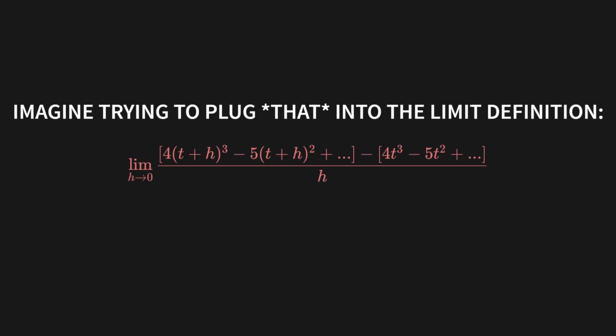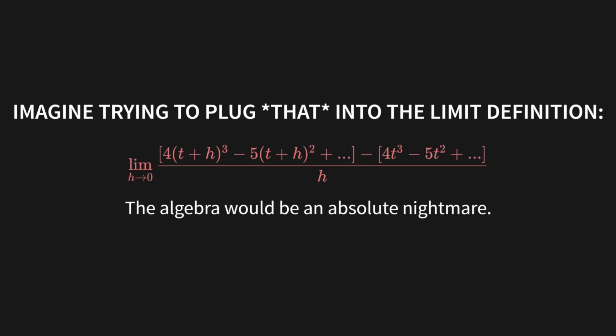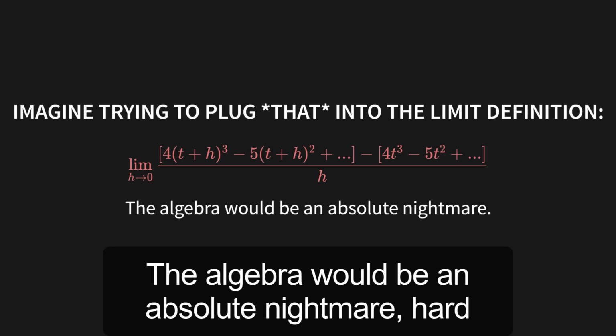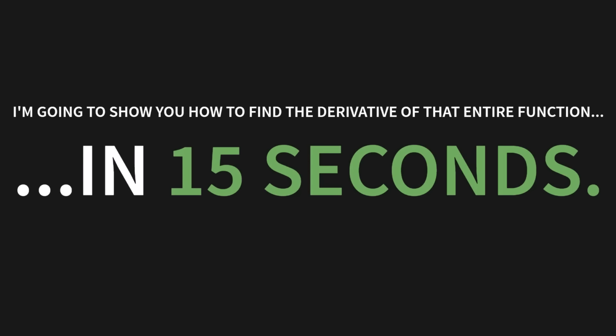Now imagine trying to plug that into the limit definition. You'd have the limit as h approaches 0 of 4 times (t plus h) cubed minus 5 times (t plus h) squared, and so on, minus the original function, all over h. Ugh, the algebra would be an absolute nightmare. Hard mode. But I'm going to show you how to find the derivative of that entire function in 15 seconds. We're switching to easy mode.